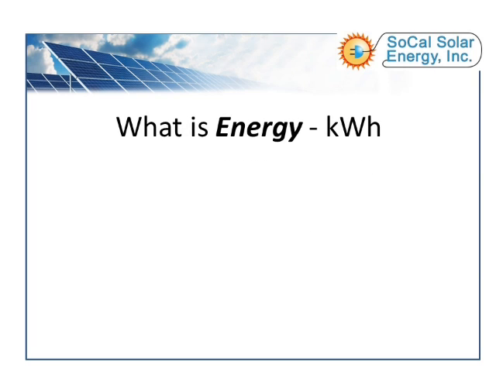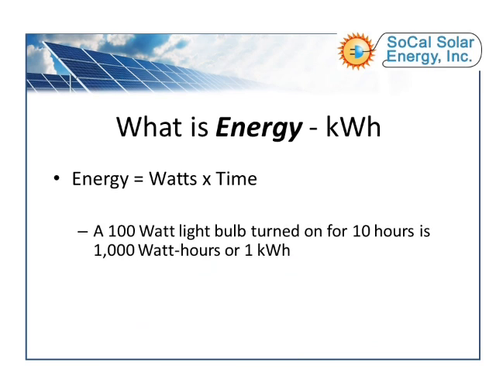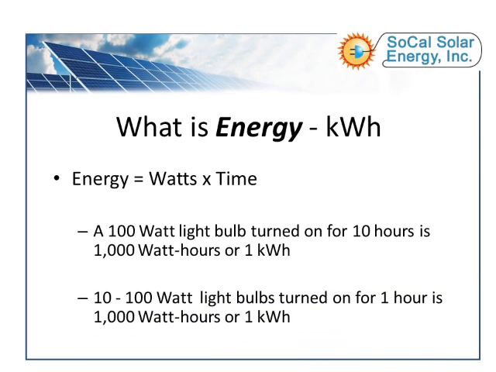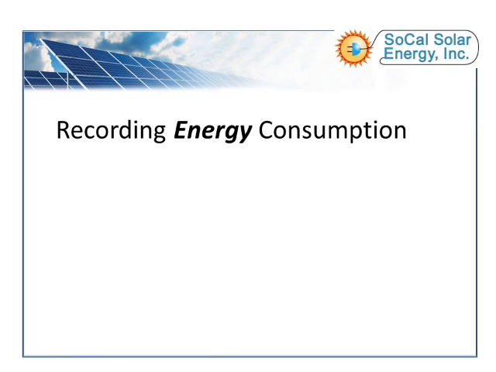What is the energy, or kilowatt hour, part of your bill? Energy is watts times the length of time that it is turned on. For example, if you have a single 100-watt light bulb that is turned on for 10 hours, that equals 1,000 watt-hours or 1 kilowatt hour. Another example would be if you had 10 100-watt light bulbs that are turned on for 1 hour and then turned off. The energy consumed would be the same, 1,000 watt-hours or 1 kilowatt hour. This is the basic measurement that your utility company keeps track of over the month.